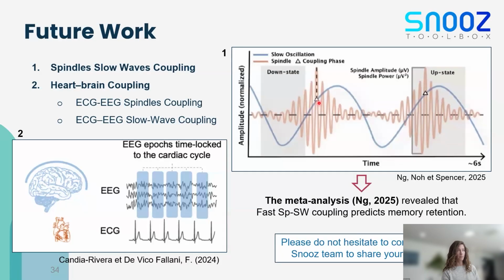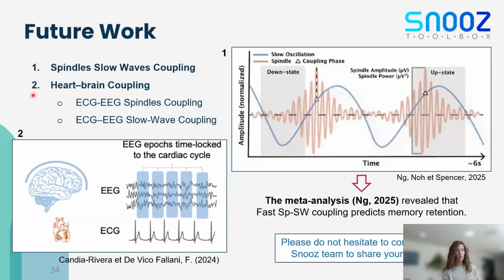reaches its maximum. The meta-analysis by Ng and Spencer, published in 2025, revealed that spindle slow wave coupling predicts memory retention, while spindle activity alone does not. So I really think that the next step would be to integrate measures of spindle slow wave coupling into Snooz.